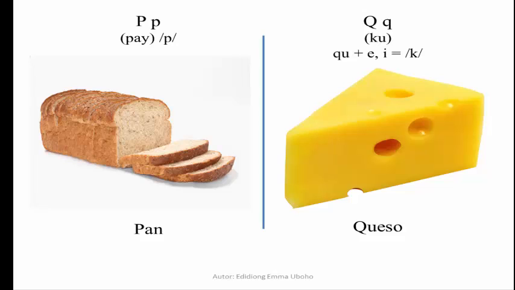The Spanish P is called P and is pronounced just like the English P, such as pan. Whereas the Spanish Q, which is called Q, is together with U and precedes the E and I, is pronounced just like K, such as queso.